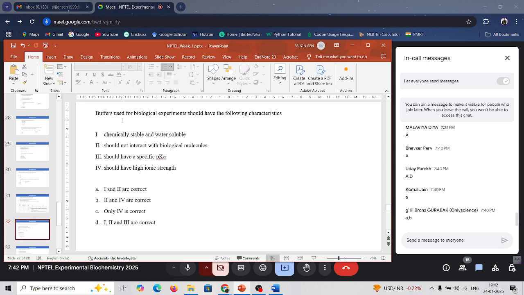Okay, the next one, buffers used for biological experiments should have the following characteristics. So what are the following characteristics that buffers should have in biological experiments?